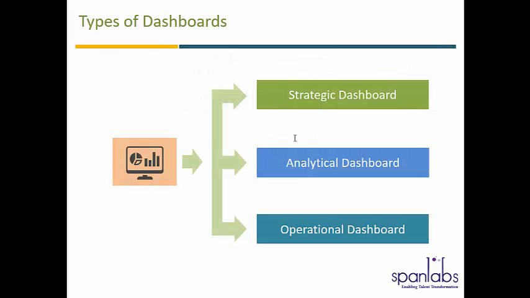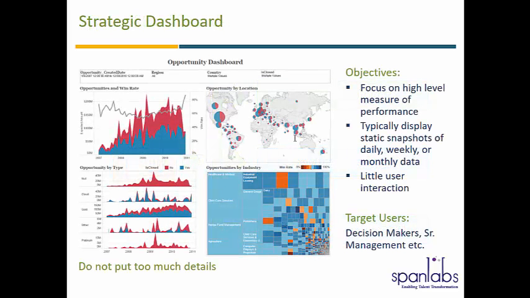Okay, so there are three types of dashboards: strategic dashboard, analytical dashboard, and operational dashboard. The strategic dashboard focuses on high-level measure of performance and typically displays static snapshots of daily, weekly, or monthly data, but has very little user interaction. Its target users are the decision makers or the senior management people.